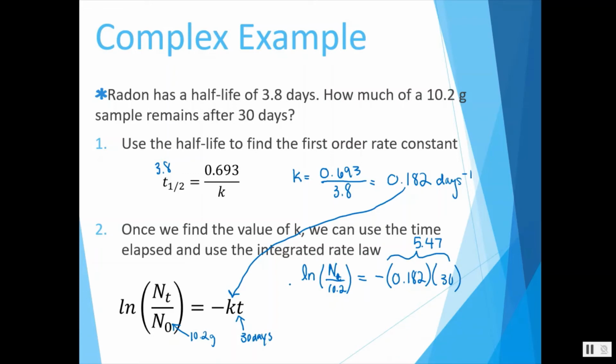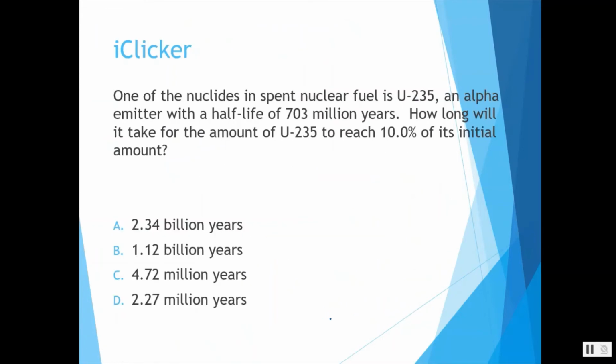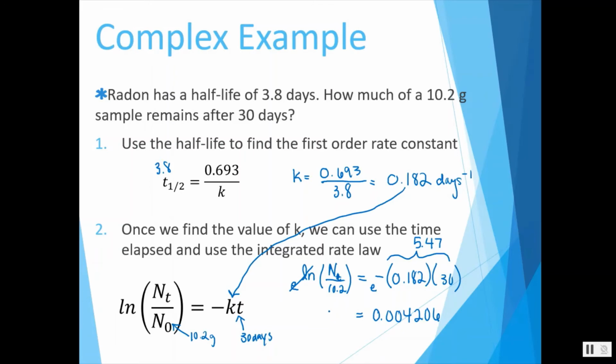That 0.182 times 30 is equal to 5.47. So then we take e to both sides to cancel out the natural log. e to the minus 5.47 is equal to 0.004206, which is equal to N(t) over 10.2. Multiply both sides by 10.2, and we arrive at our answer that N(t) is going to be equal to 0.0429 grams.